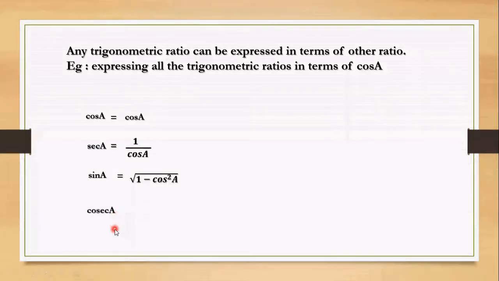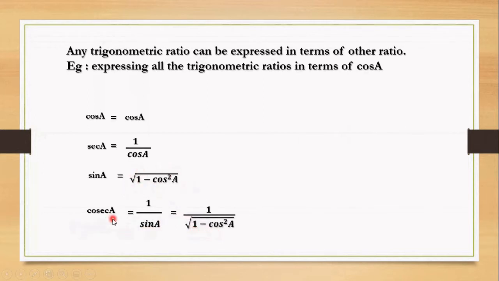Now cosec A. We don't have a direct formula to change cosec A in terms of cos A, but we know the formula cosec A is 1 by sin A. Now what we do is keep the numerator as it is and sin A is replaced by its formula root under 1 minus cos square A, so that cosec A is expressed in terms of cos A.